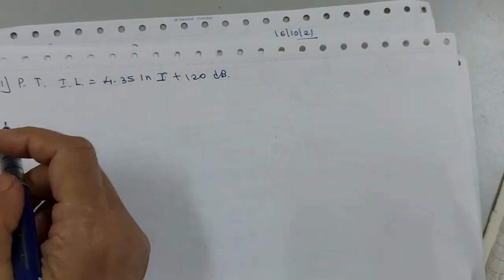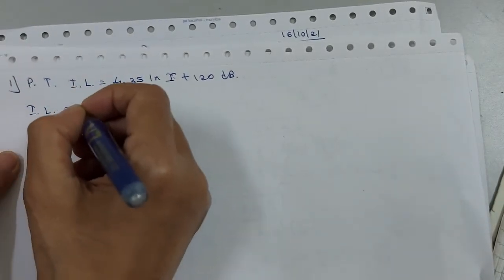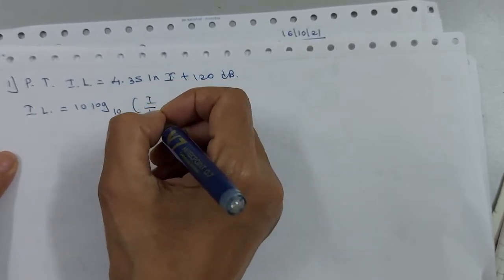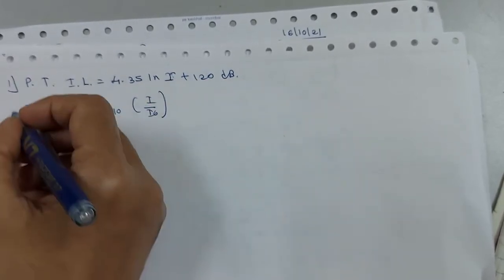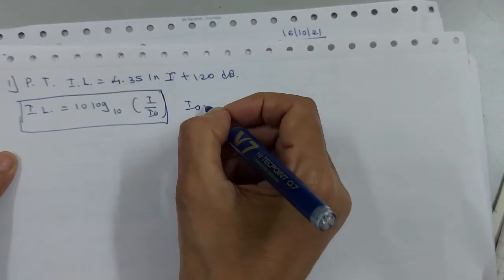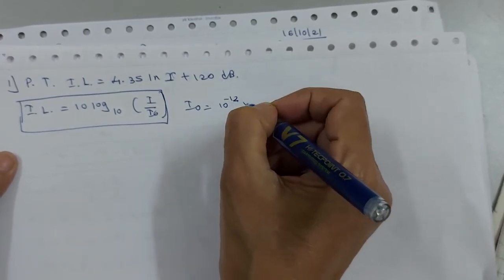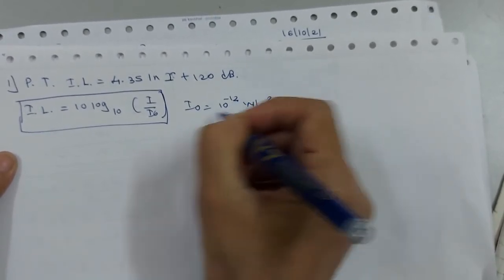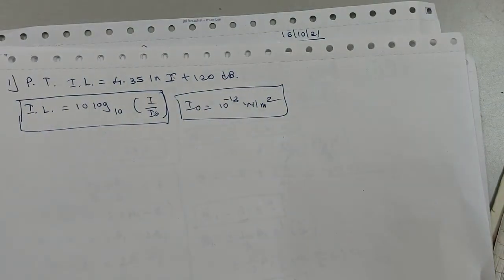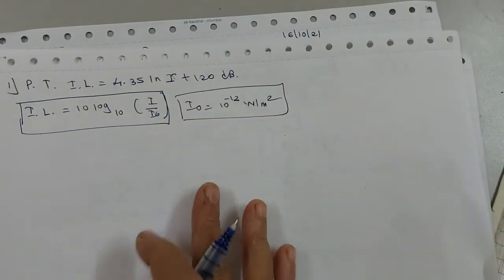Okay, and the knowledge we have is that the definition of intensity level is nothing but 10 log to the base 10 I by I0. This is the only thing we need to know. And obviously I0 is the reference intensity, which is 10 to the power minus 12 watts per meter square. This is the only knowledge we have. From that we need to prove this. Okay, so how will we do? We'll put the value and simplify.